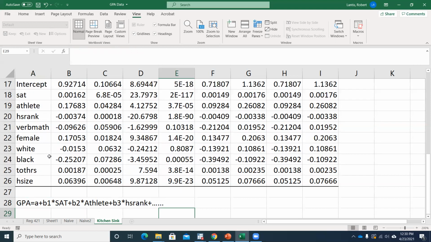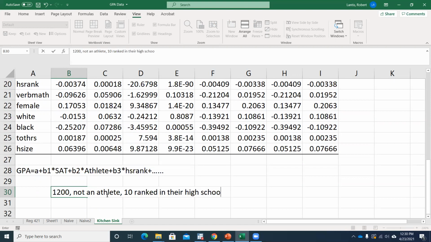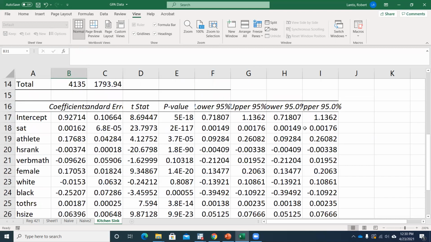So once I run this regression, and I have the estimates for each one of these coefficients, if you then gave me a hypothetical person who had a 1,200 on the SAT, not an athlete, 10th ranked in their high school, and you gave me all this information on them, I could then predict what their GPA is. So that's what I'm going to do. I'm going to show you a real easy way to set this up in Excel.